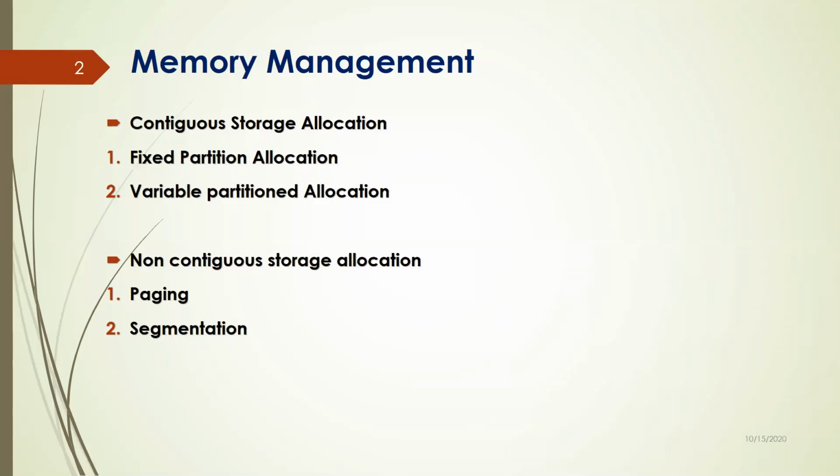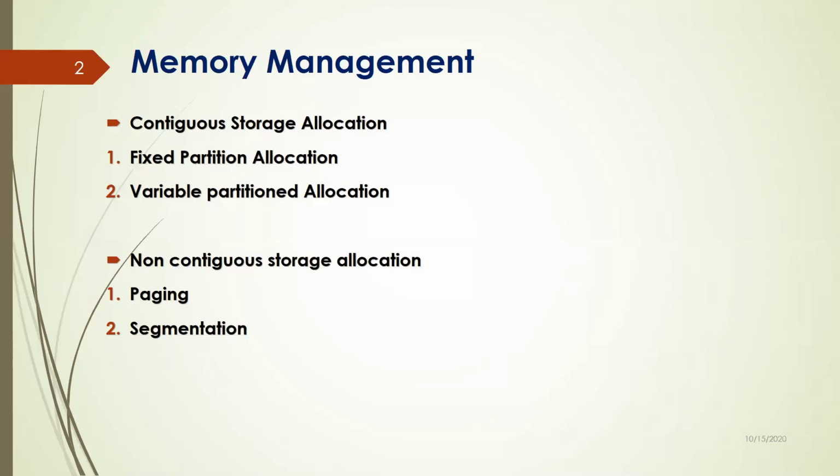Either the entire amount of memory will be divided equally. That is said to be fixed partition. So equal-sized memory blocks will be created and assigned to the particular file or the particular process.